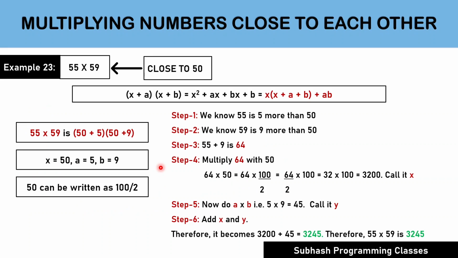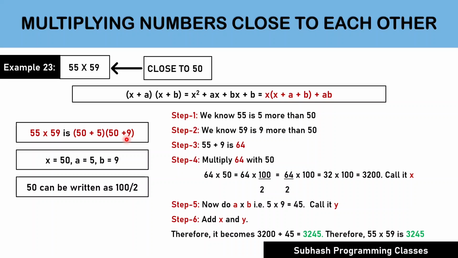In this slide, I am going to show you how to multiply two numbers that are close to 50. For example, if the problem is 55 into 59, as it shows, these numbers are close to 50. Okay, so we can consider the algebraic expression (x + a)(x + b) = x(x + a + b) + a × b. Therefore, 55 multiplied by 59 can be written as (50 + 5)(50 + 9).